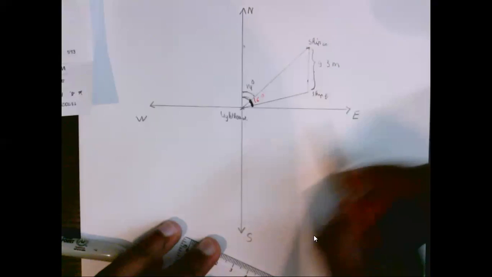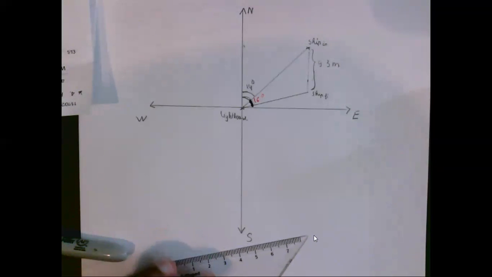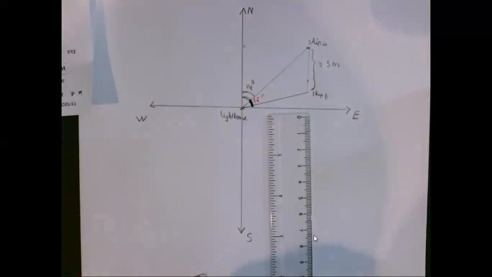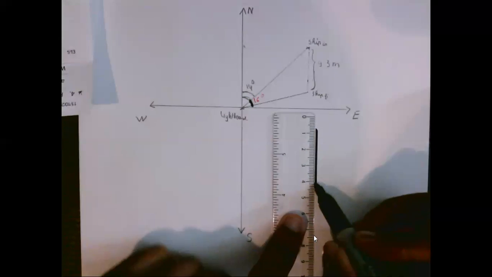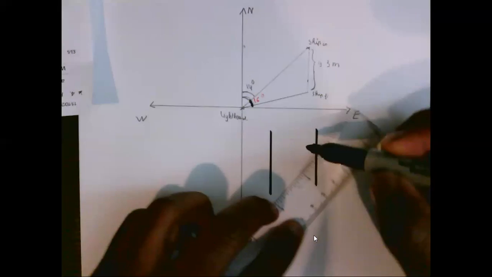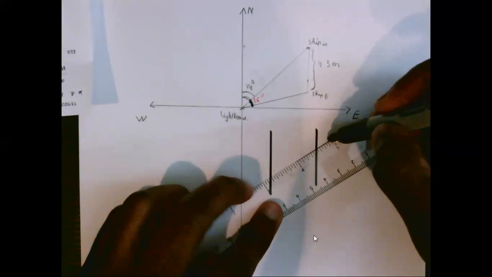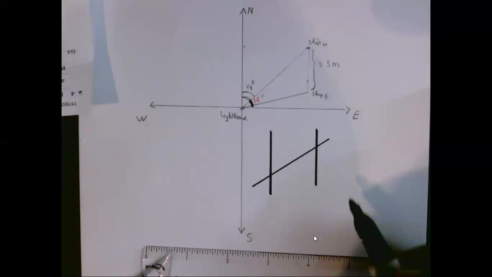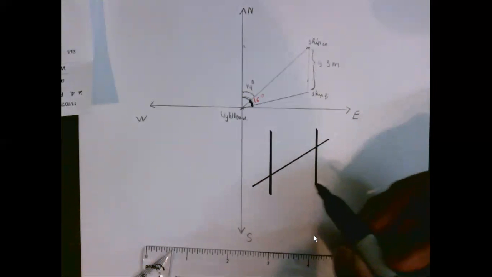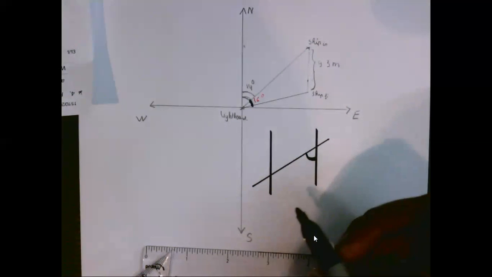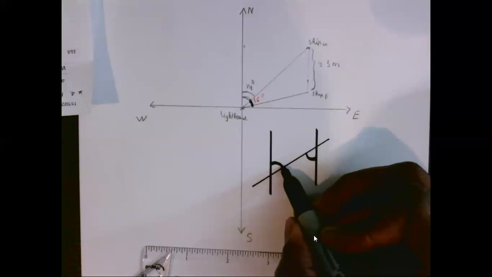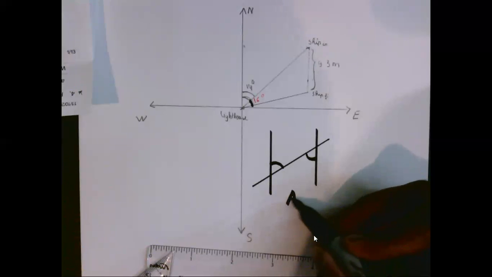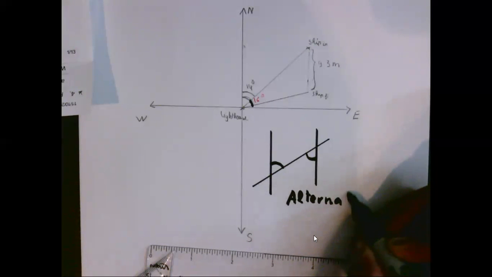Looking at this picture, we notice something. Here we have two parallel lines. When you have two parallel lines and a separate line cutting through those two parallel lines, the angle that is here on that side is the same as the angle on this side. And this is our alternate interior angle.